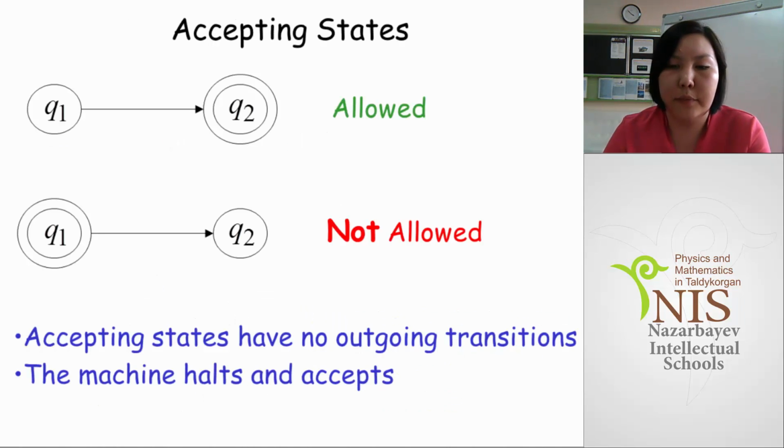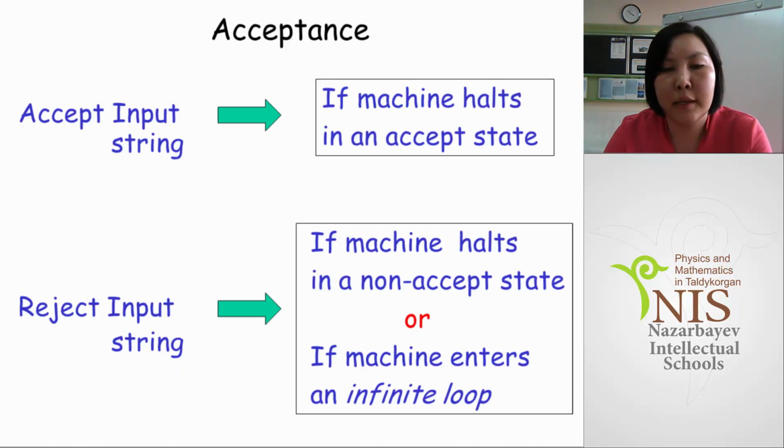What is accepting state? Accepting state is the state when our machine has to stop and give a result. Accepting states have no outgoing transitions, and the machine halts and accepts. What was the result? Acceptance means accept input string if machine halts in an accept state, but reject input string if machine halts in non-accept state or machine enters an infinite loop. These strings will not be accepted.